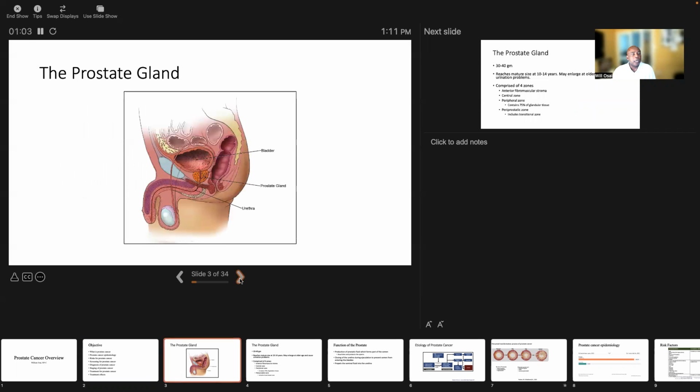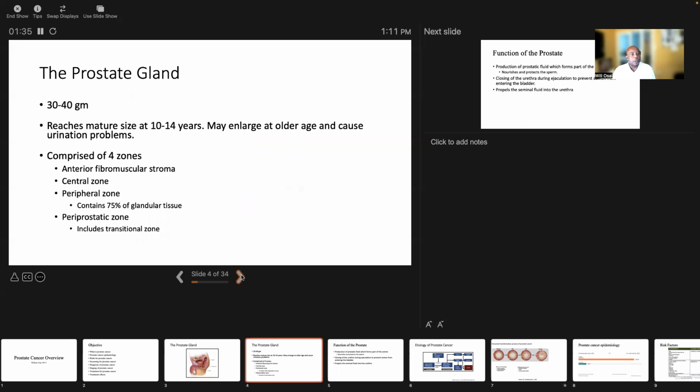To begin, a brief anatomy of the prostate. The prostate is a part of the male genitourinary system. It is located below the bladder, surrounding the urethra. At maturity, the prostate is about 30 to 40 grams. It reaches maturity stage between the ages of 10 to 14 years. The prostate may enlarge as men get older and cause urination problems.